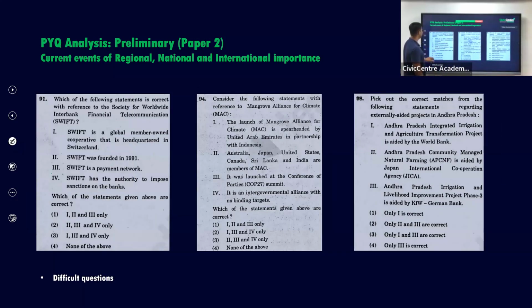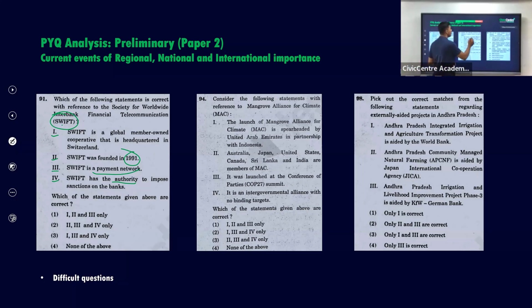This I would call a difficult question because when the Russia-Ukraine war was happening, they were saying that SWIFT transactions will be suspended. These cards will not work in Russia. Their transactions will be affected. Their banking system will be affected. And SWIFT, it was in news. So they have asked a 4 statement question with very minor facts. We know this. It is a payment network. We know that. Founded in 1991. Whether it has the authority to impose sanctions, that you will get to know only if you read the news article. Whether SWIFT imposes sanctions on Russian banks. Okay. So I would say that is difficult.